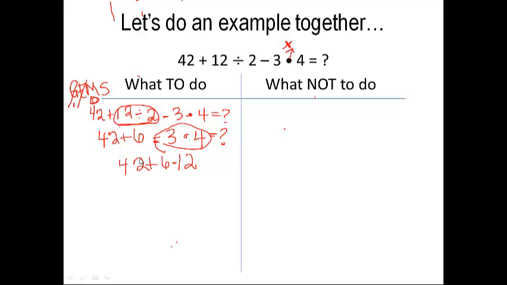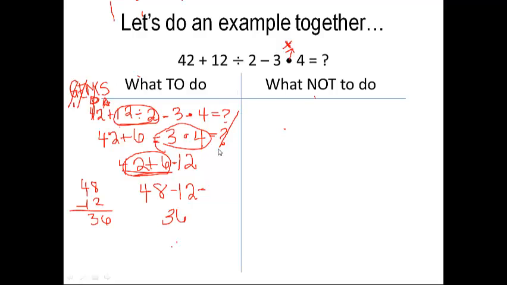Now I have no more multiplication and division, I just have subtraction and addition. Which one comes first? The one on the left, this one. So 42 plus 6 is 48, and then you've got to do 48 minus 12. It's your very last step. Come over here, and you end up with 36.